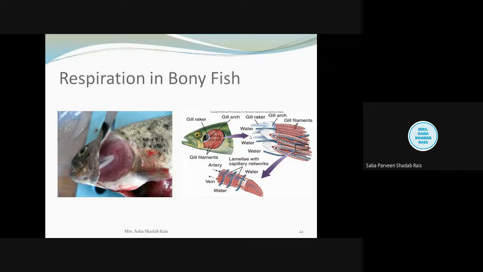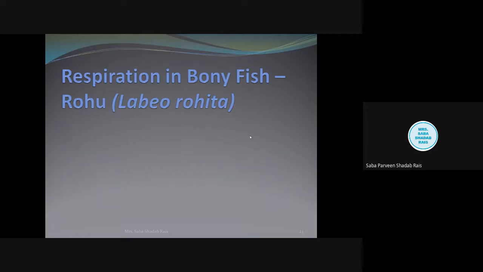So let us discuss with an example. The first example we are going to learn is Labeo rohita. Labeo rohita is a freshwater bony fish, commonly called rohu. It is one of the most tasty fish, one of my favorites also. Now, when you observe this fish, as it is a bony fish, its gills will also be covered by the operculum.